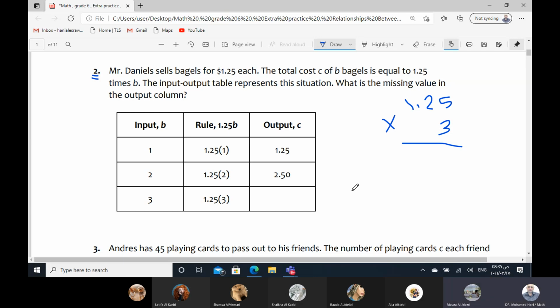Mister, is the answer 3.75? 3.75. Okay, thank you, Moza. Listen to me please. 3 times 5, 15. 3 times 2, 6 plus 1, 7. 3 times 1, 3. And the point after 2 digits. So here we have 3.75.